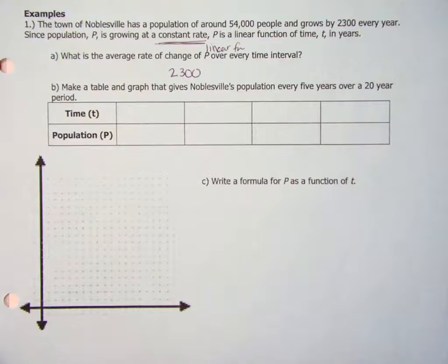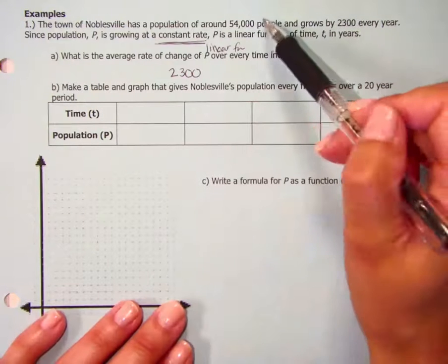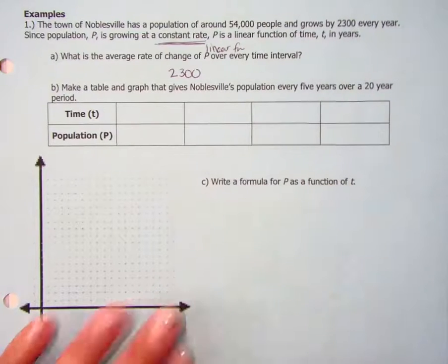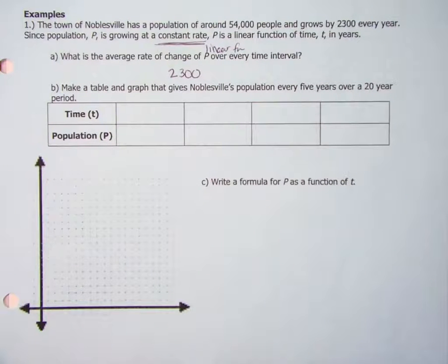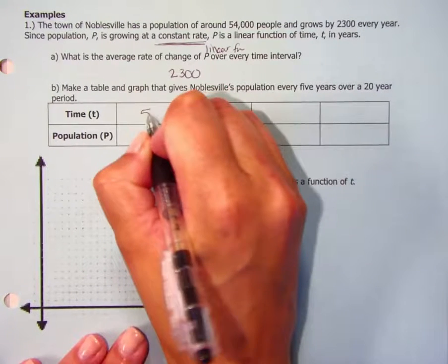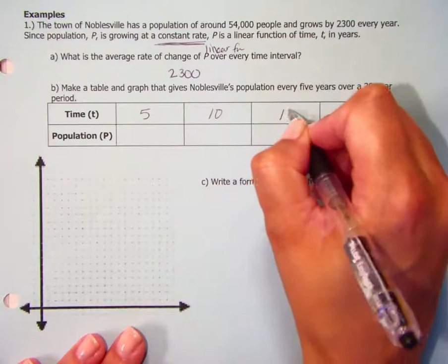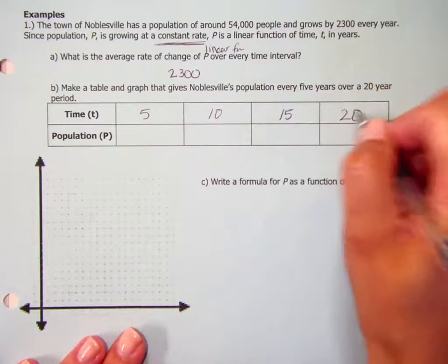All right, so then we are going to turn our verbal description into a table. And it says to make the table looking at the population every 5 years over a 20-year period. So we'll look at when T is 5, 10, 15, and 20.